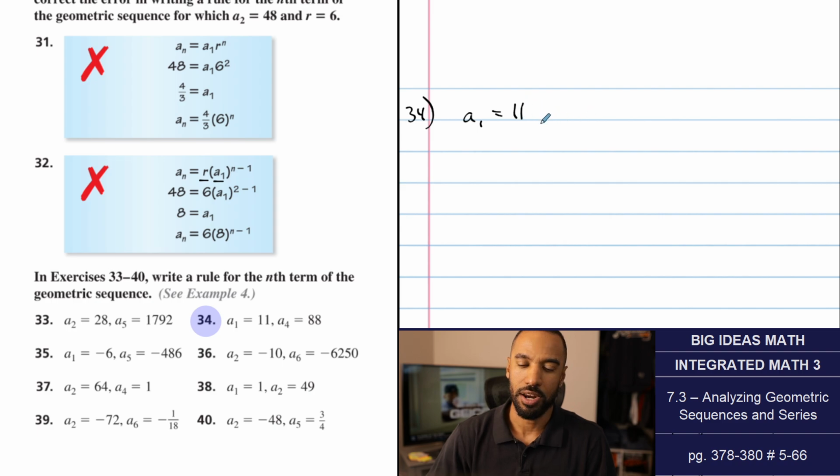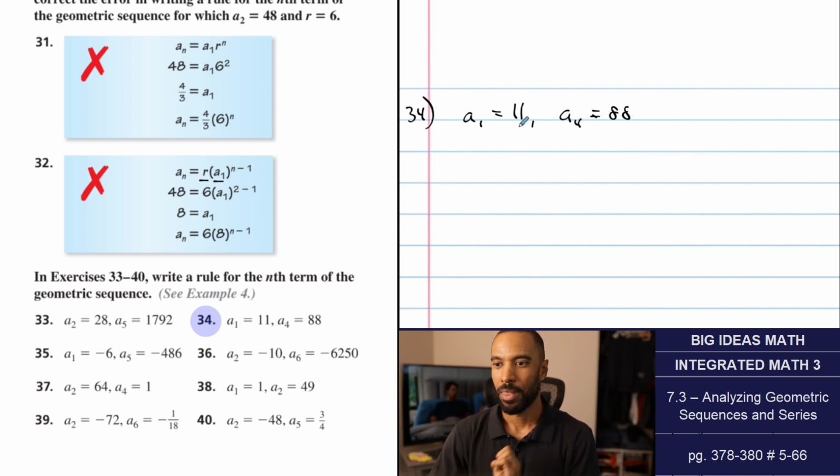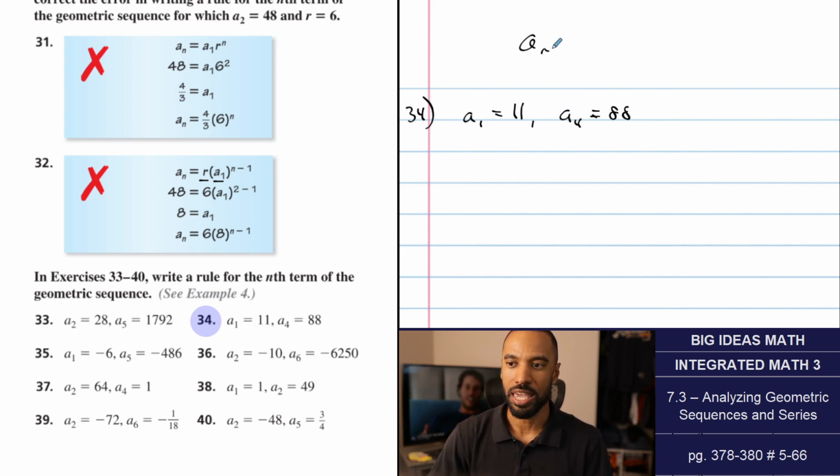Your first term here is 11. That's awesome. Don't overthink this problem, guys. You have a first term of 11 already, so let's use that. Our rule is first term times common ratio to the n minus 1 power. We just need the r now.